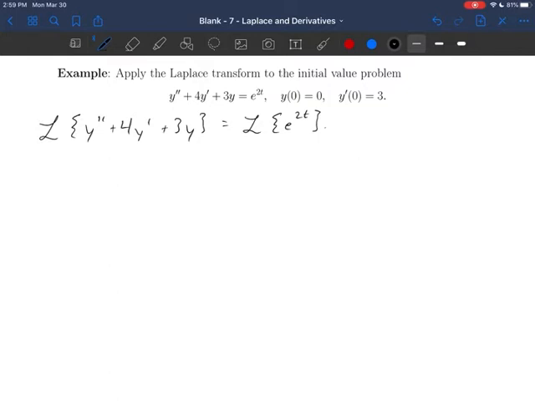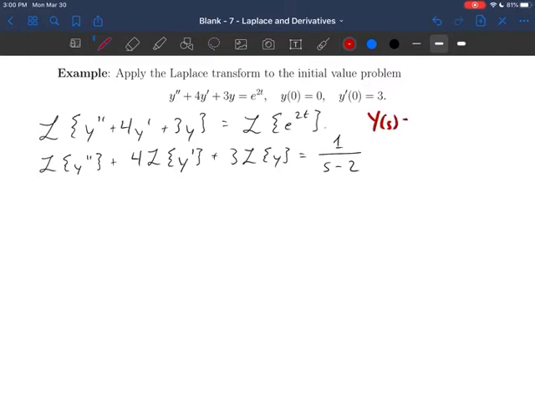Now remember, the Laplace transform is linear. With linear combinations, you can just break it up across addition and constant multiplication. So we get the Laplace transform of y double prime plus 4 times the Laplace transform of y prime plus 3 times the Laplace transform of y equals the Laplace transform of e to the 2t. And we know that the Laplace transform of e to the 2t is 1 over s minus 2. And let's call capital Y of s equal to the Laplace transform of y of t.